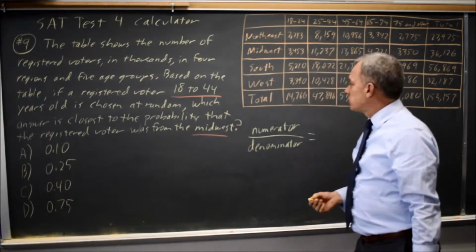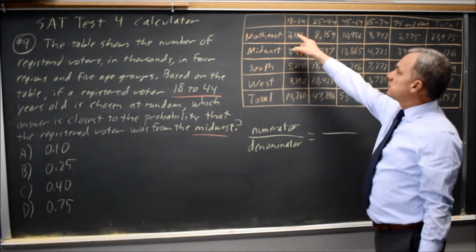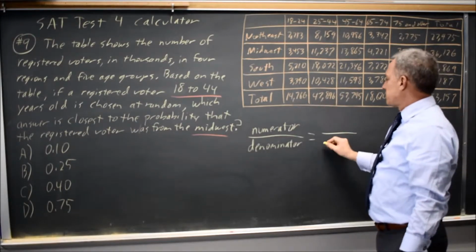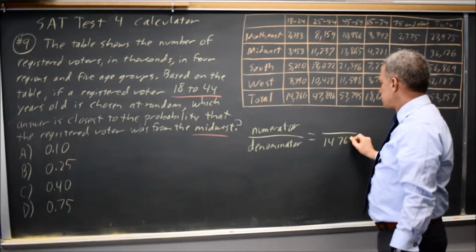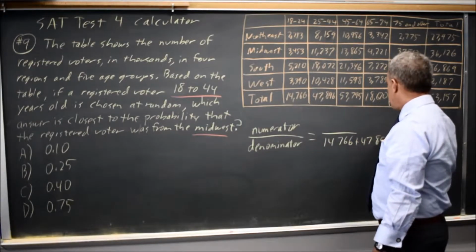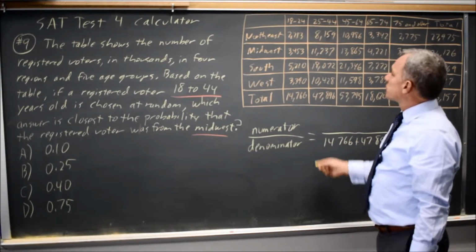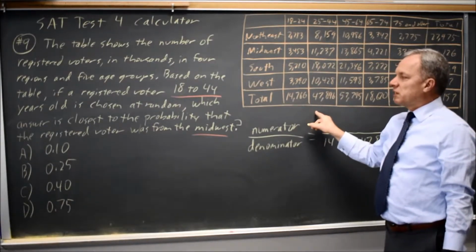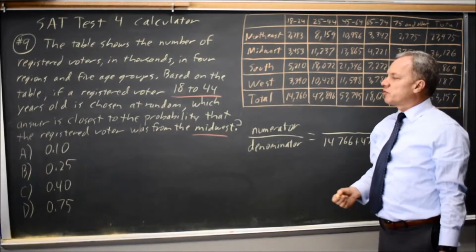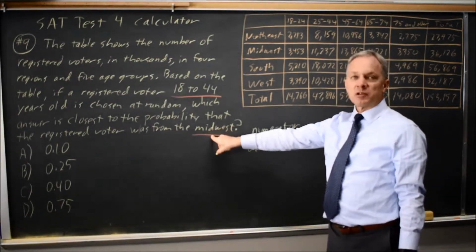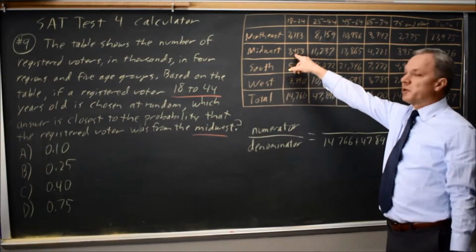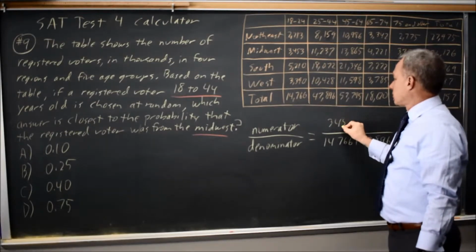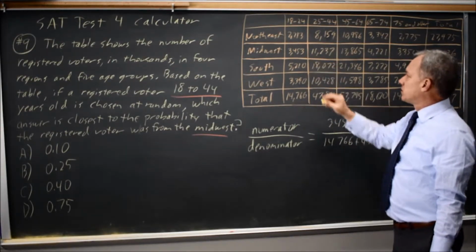So the denominator, all those who could be chosen, is all voters 18 to 44, which is not 18 to 24, the first column. It's the first column and the second column. So it's 14,766 plus 47,896. So that's all voters who could be chosen if a registered voter 18 to 44 years old was chosen. And now their question is, among those voters, what's the probability that the registered voter was from the Midwest? So this is those from the Midwest in those two columns. That's only the 3,453 plus the 11,237.